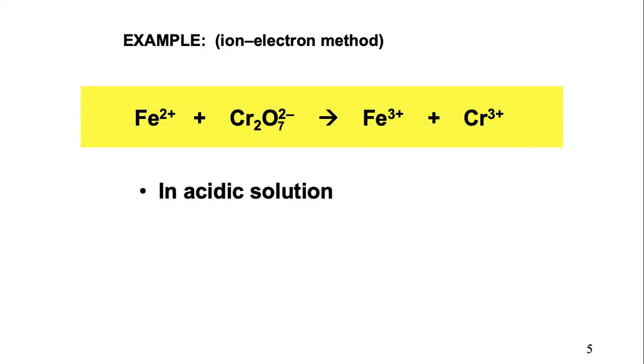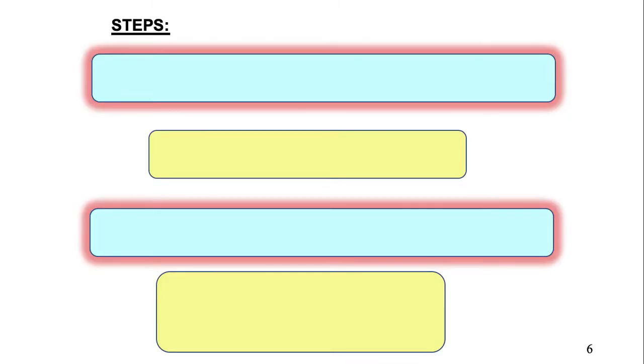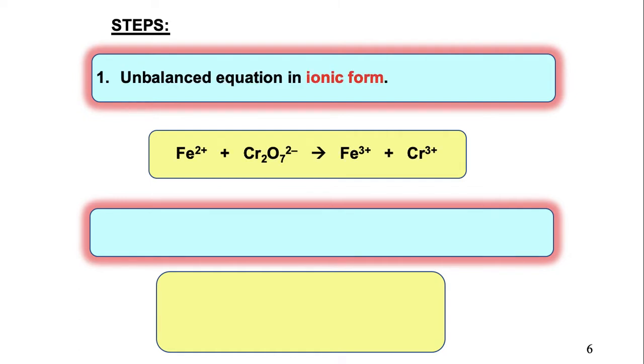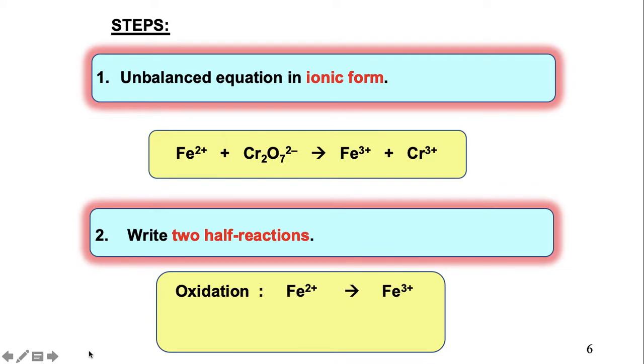For example, in the ion-electron method, we have 2 types of solution: acidic solution and basic solution. First, let's start with writing the redox reaction equation in acidic solution. First, you have the unbalanced equation in ionic form. Write the unbalanced equation. Second, write the 2 half reactions. So you divide this equation into 2, which are the 2 half reactions.